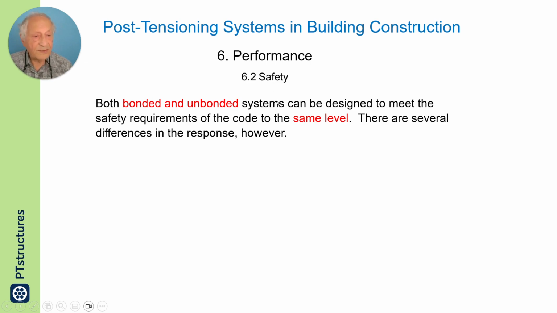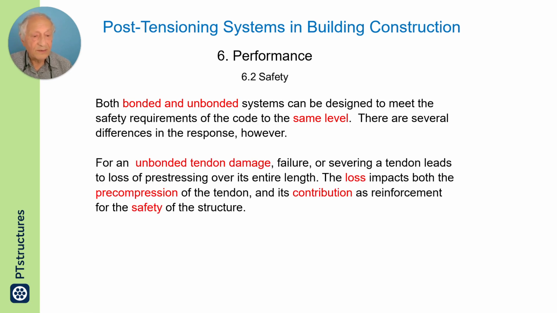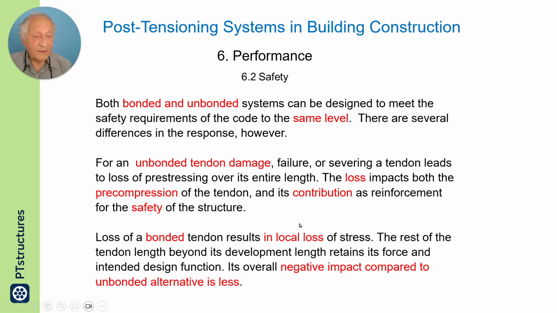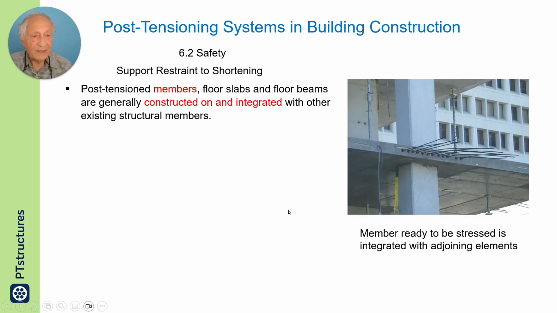So, safety. Bonded and unbonded systems can be designed to meet the safety requirements of the code to the same level. There are several differences, however. That is somewhat a repetition of what we had in the previous slide. Unbonded tendon damage covers the entire length. It is a loss over the entire length, whereas a loss of bonded tendon due to damage is local. This is what we had in the previous example.